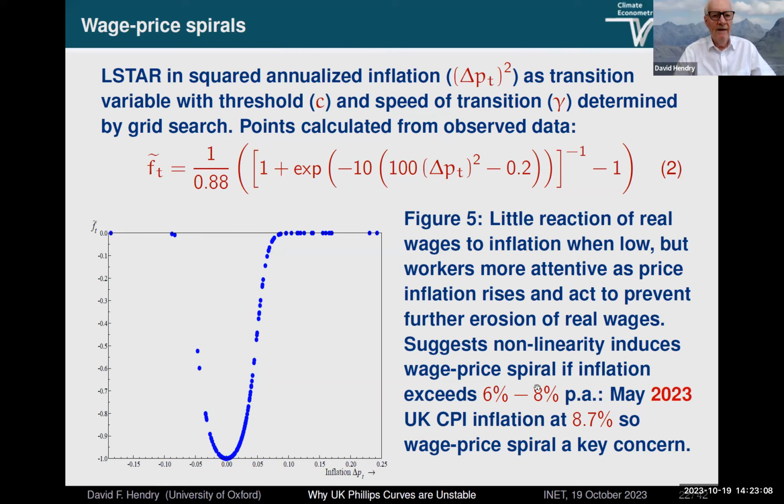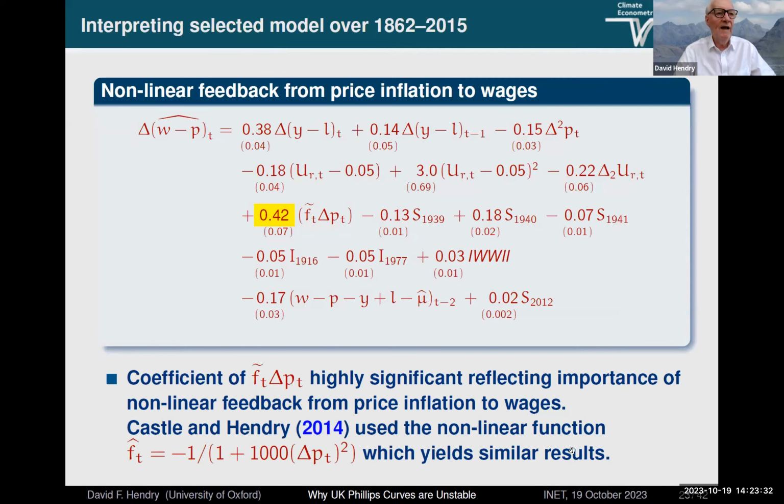Now, currently, inflation in the UK exceeds the band of 6 to 8% and was above 8% in May. So the wage price spiral is a key concern, and it isn't present in the Bank of England's model. So they may well have been seriously misestimating how persistent and how significant inflation would be by not having a wage price spiral kicking in once inflation got high enough.